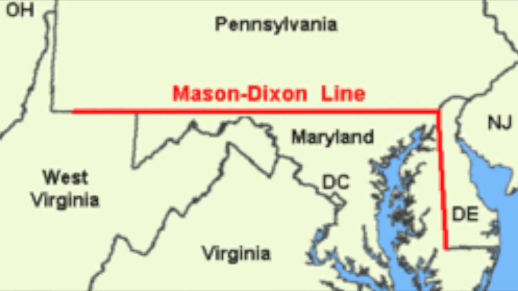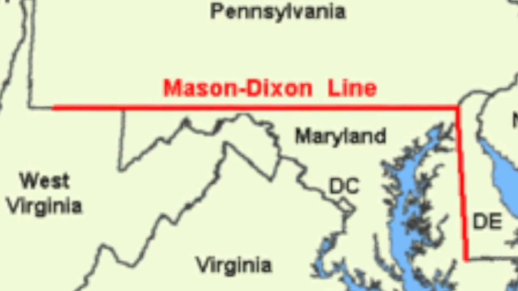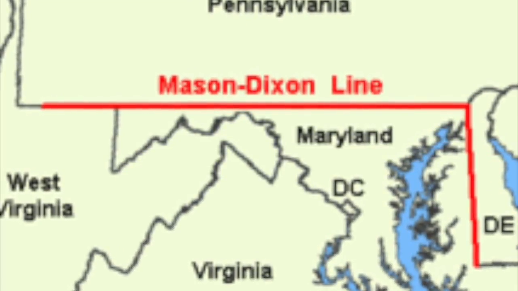The Mason-Dixon line was a border between Pennsylvania and Maryland. It was seen as the dividing line between free states and slave states.